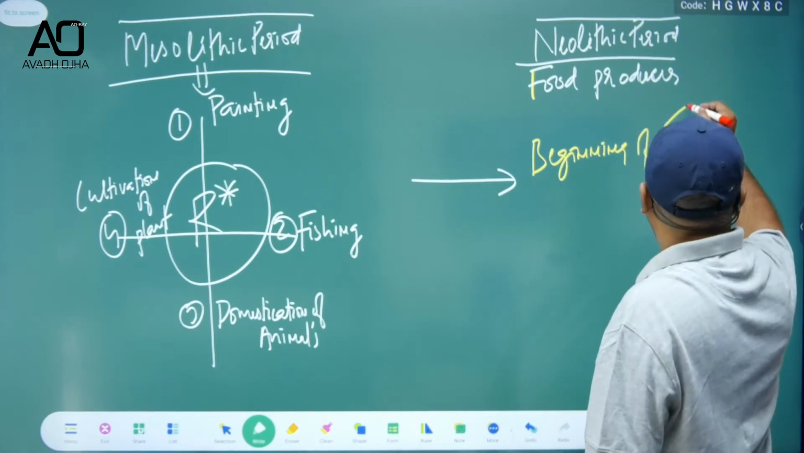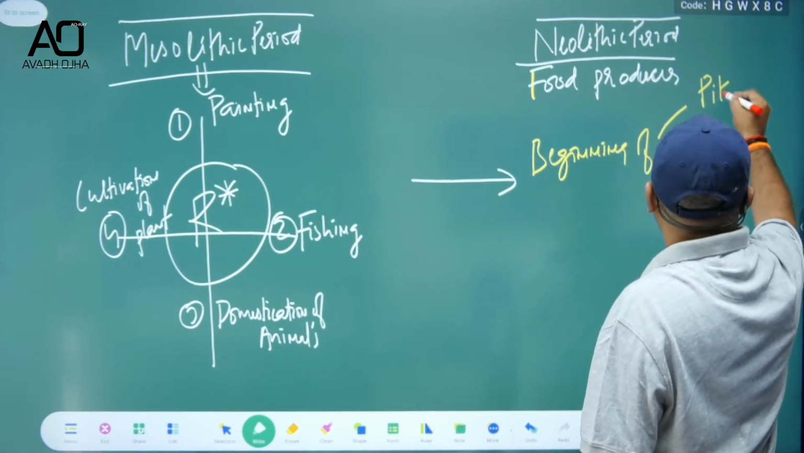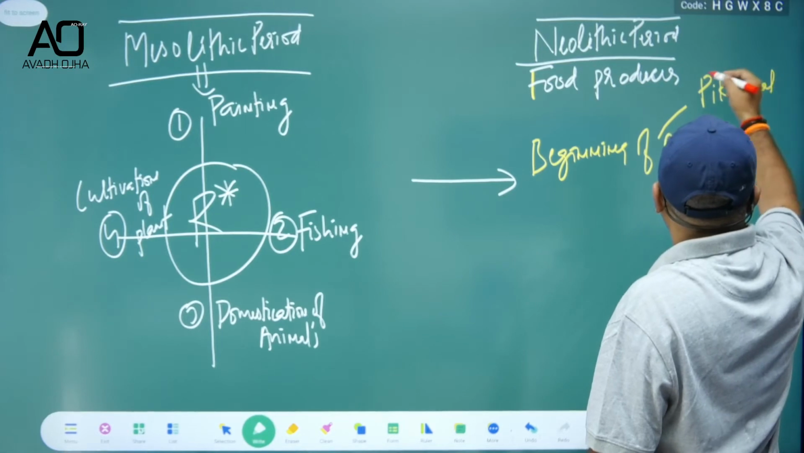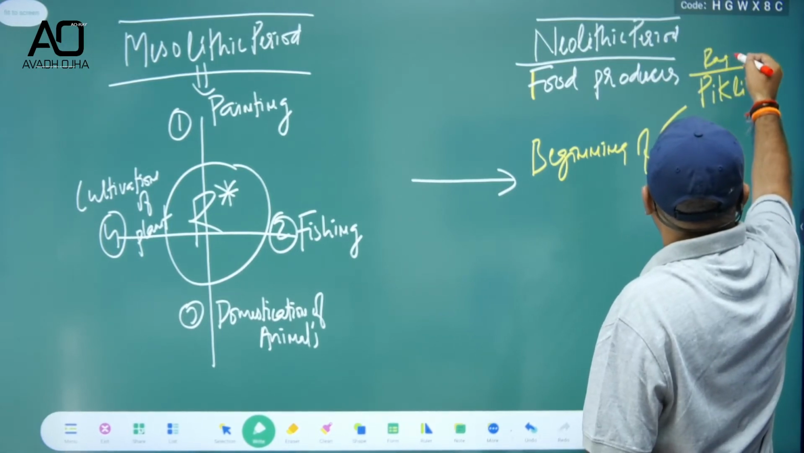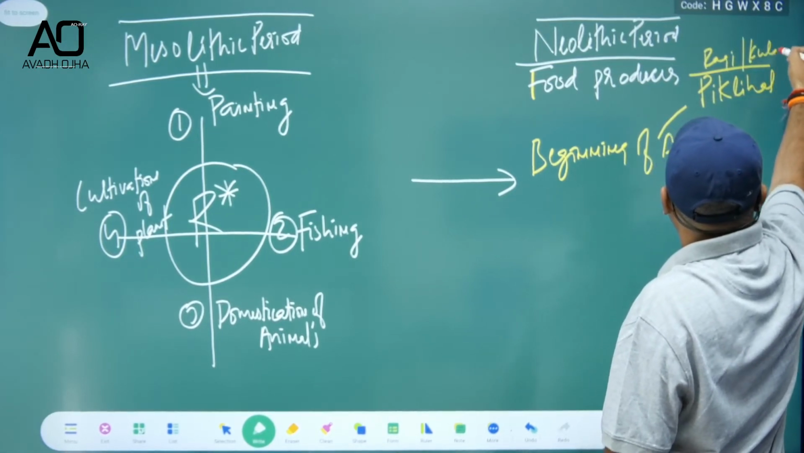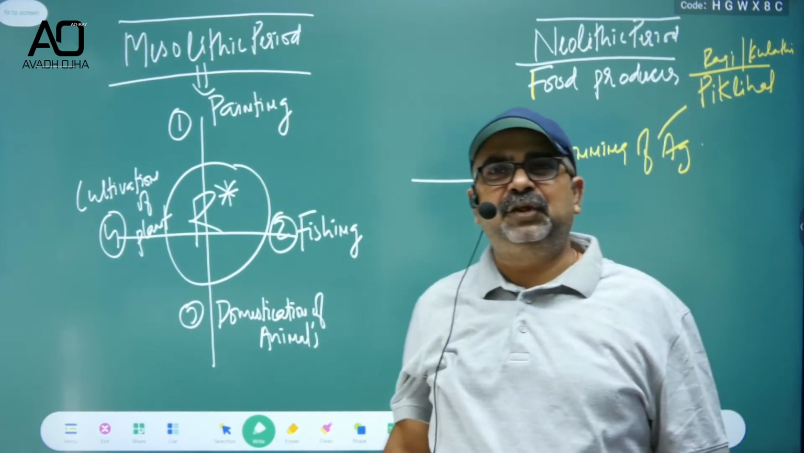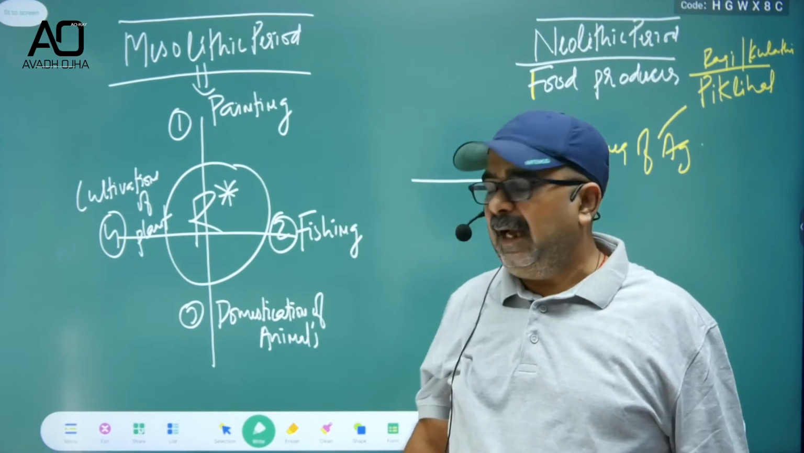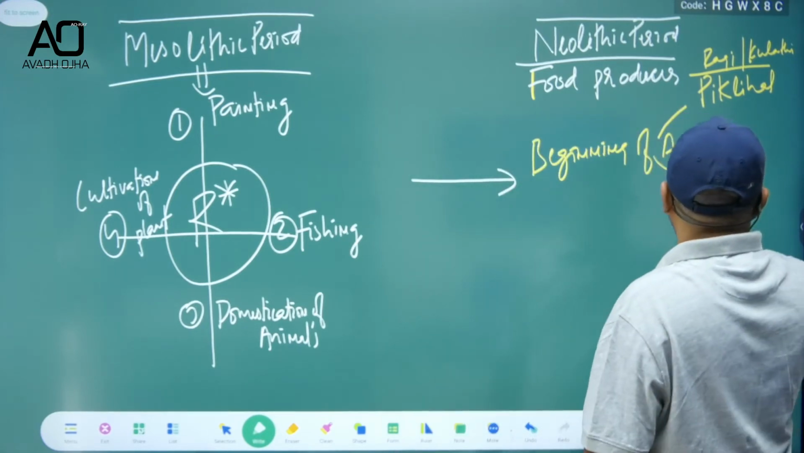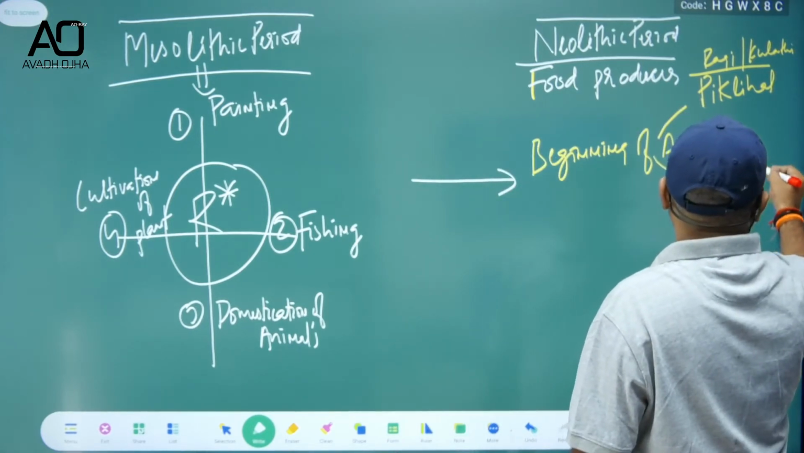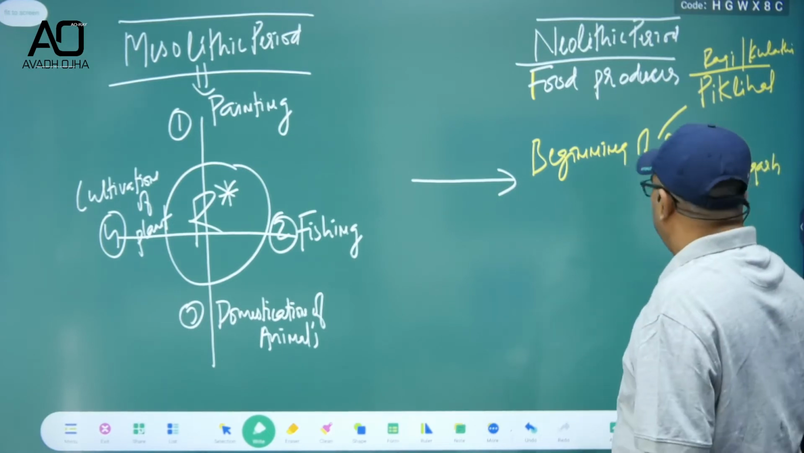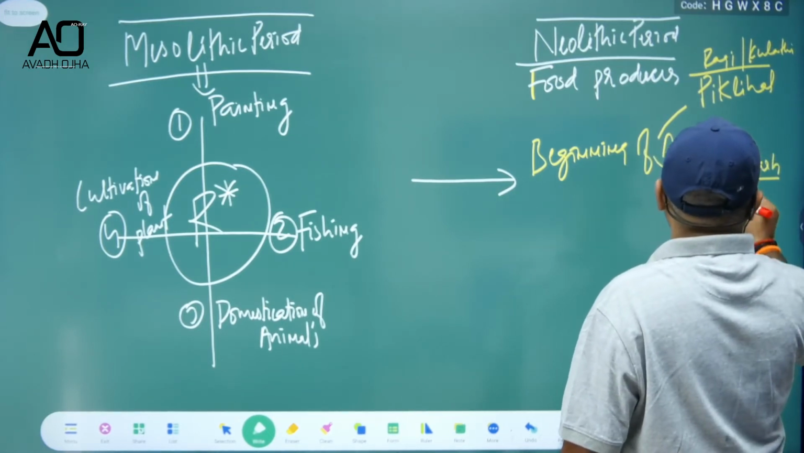One shows premature agriculture, the other shows mature agriculture. First site, Piklihal. You see ragi, kulthi, domestication of animals, and mature agriculture, Mehergarh. Wheat and cotton.